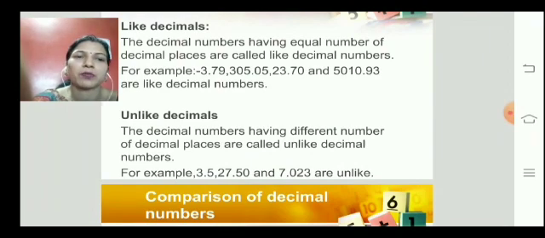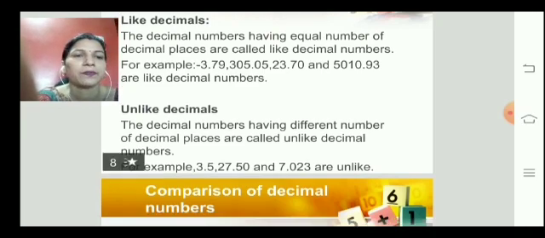For example, 3.5, 27.50 and 7.023 are unlike, as 3.5 has one decimal place, 27.50 has two decimal places, and 7.023 has three decimal places.